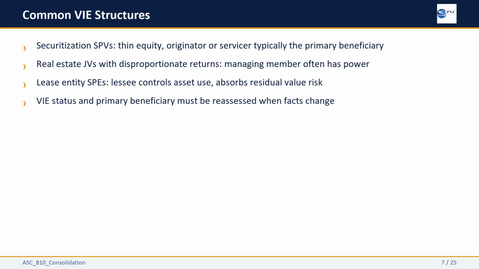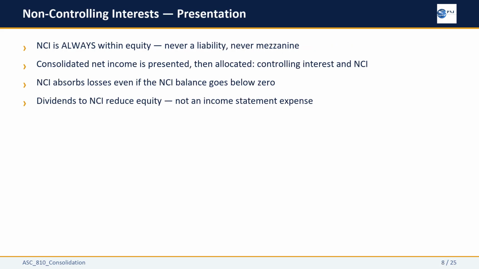VIEs appear most commonly in securitization special purpose vehicles, real estate joint ventures with disproportionate return structures, and lease entity SPEs. In each case, the primary beneficiary analysis is fact-specific, but the pattern is consistent. The party with power over the significant activities and meaningful economic exposure consolidates. And the VIE assessment is not a one-time exercise. It must be updated whenever facts and circumstances change.